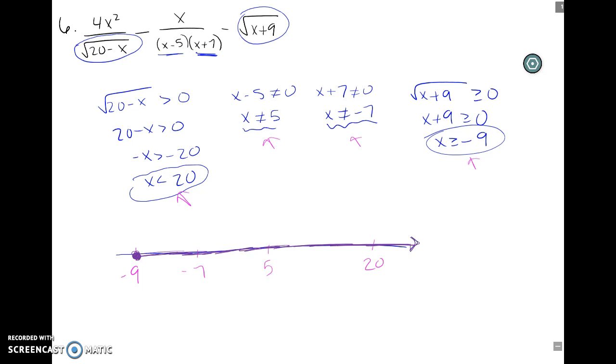Okay, it's going forever. That'll make that one true. But x cannot equal negative 7. So I'm going to make this in red. X cannot equal negative 7. That is a hole in your graph. It can't be there. Also, x cannot equal 5. So you have another hole in your graph right there. It can't be 5. And x has to be less than 20. Not equal to, but less than 20. So it needs to go this way, not including those holes, all the way to 20.